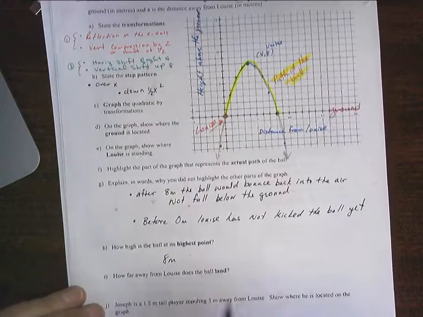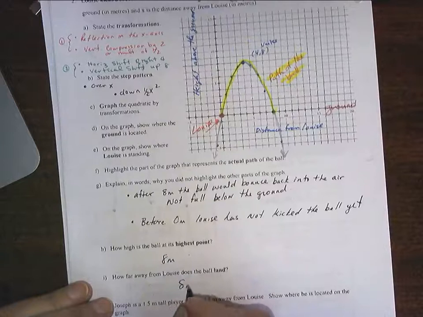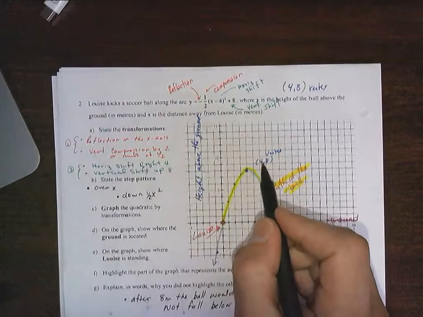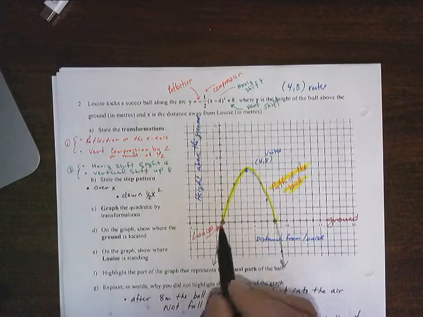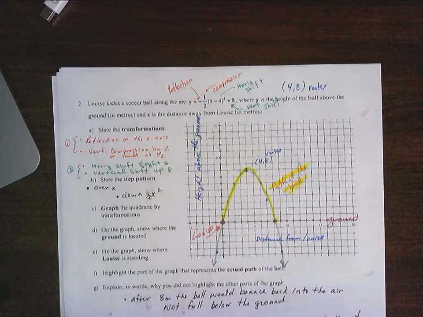How far away does the ball land from Luis? 8 meters. But again, did I need the graph to say that? No, I know my vertex is 4 meters. So half the distance will take me to my highest point, and another half that distance will bring it back down to where it started. So as long as it's not interfered by anything, then it won't matter.